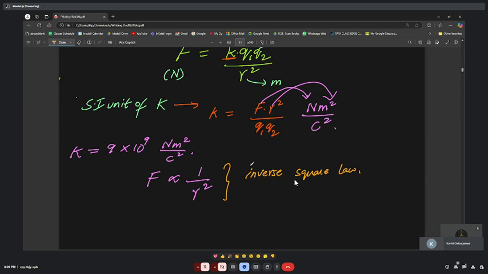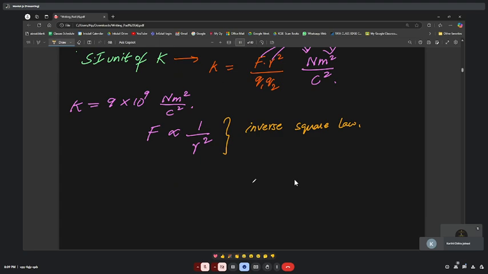Something to be noted. What can you understand by the relation F is inversely proportional to r square? If one quantity is increasing, the other quantity is going to decrease drastically. So what happens if the distance between the charges increases? What can you comment about the force of attraction between them? If the distance decreases, the force of attraction is going to increase, and that's what inverse square law means. Inverse relationship means that. If one quantity increases, the other would decrease, and vice versa.